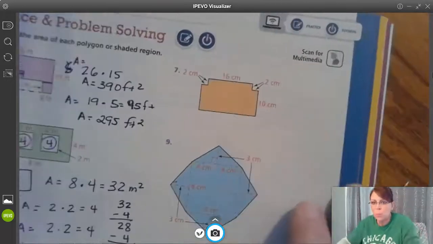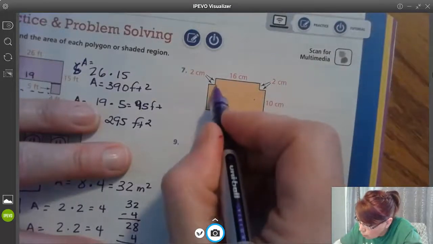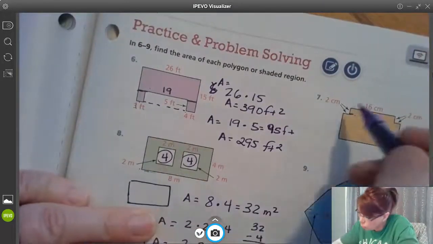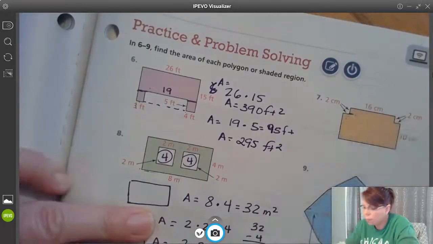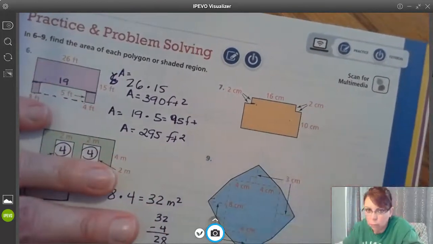All right, let's move on to problem number 7. I'm going to do this the way that I think maybe some of you did. You didn't do it like I did over here with problem 6, where I could have just extended this and made it one solid kind of orangey gold rectangle.